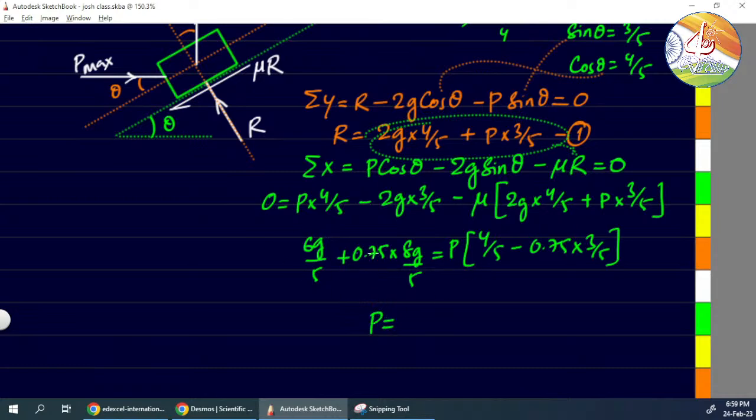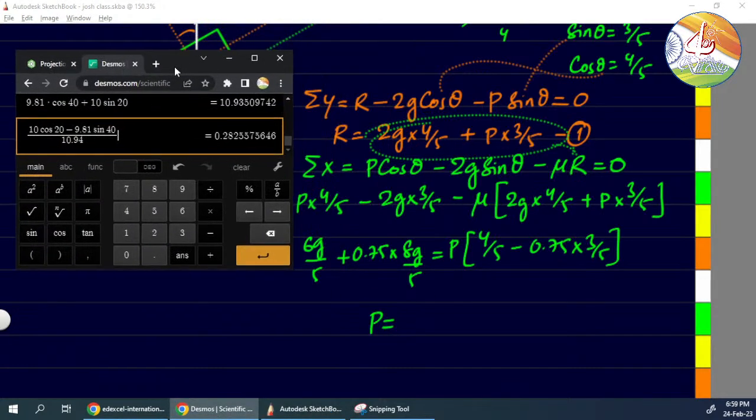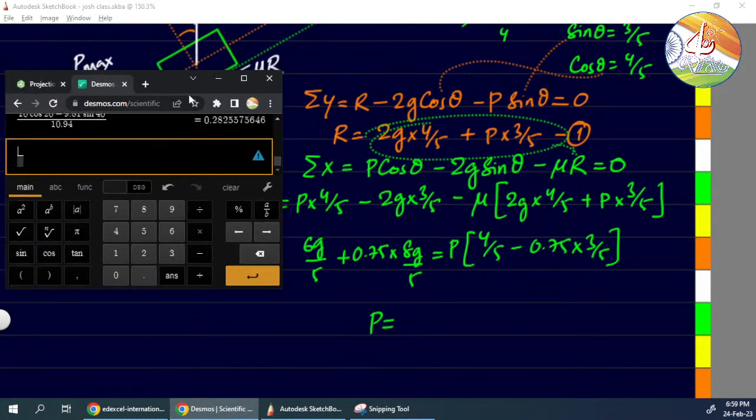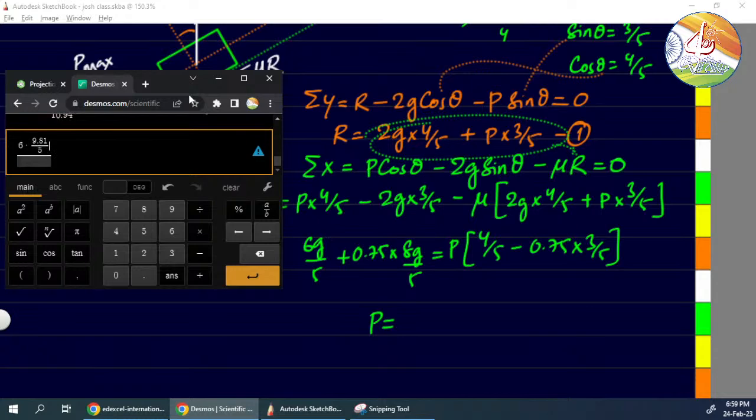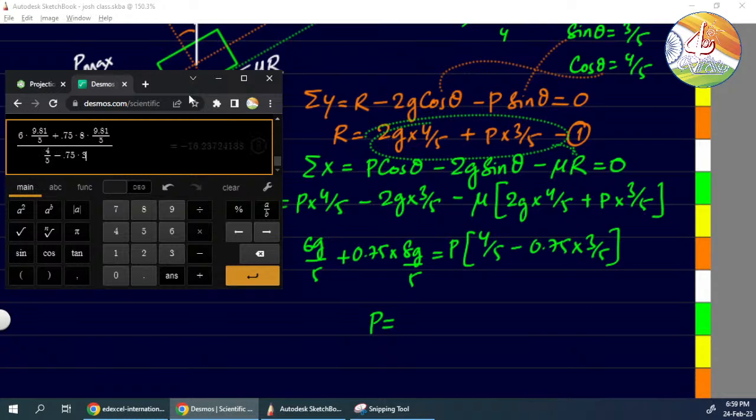So P will be this left side term by right side term. 6 into 9.81 by 5 plus 0.75 into 8 into 9.81 by 5, whole divided by 4 by 5 minus 0.75 into 3 by 5. Okay, we are getting 67.27.